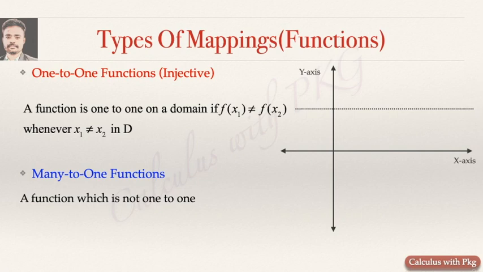Now let us look into the square root function. So what can we see? We can see that the horizontal line intersects the square root function at only one point. That means it has only one output value which is assigned with only one input value. So y equal to square root of x is a one-to-one function.